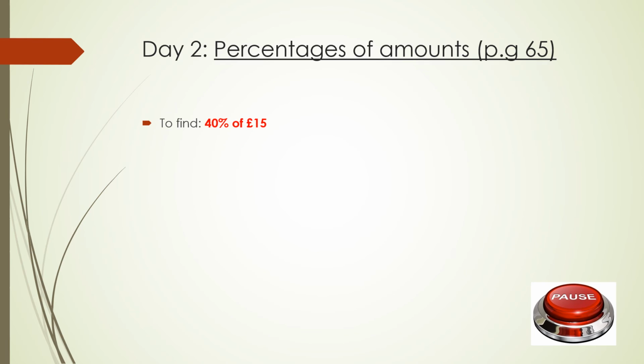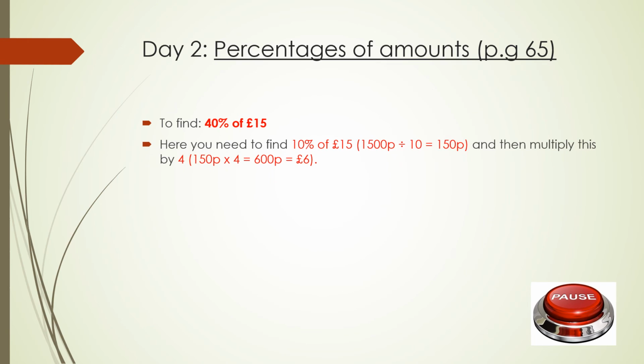Right, so to find 40% of 15 pounds, what you need to do is find 10% of 15 pounds. So 15 pounds is the same as 1,500 pence. So 1,500 pence divided by 10 gives you 150 pence, and then multiply this by 4. So 150p times 4 equals 600 pence, which is the same as 6 pounds.